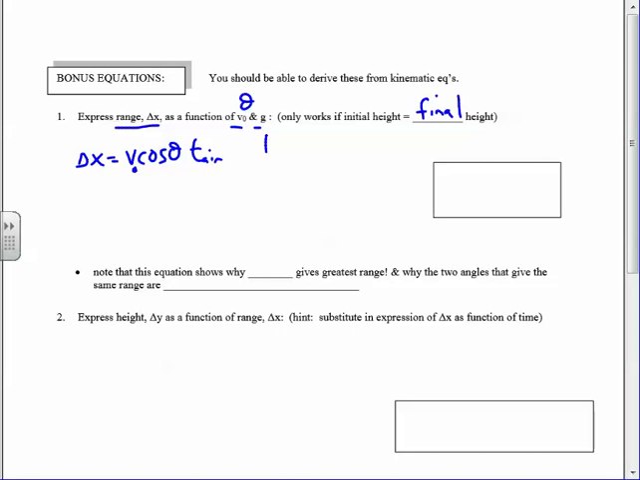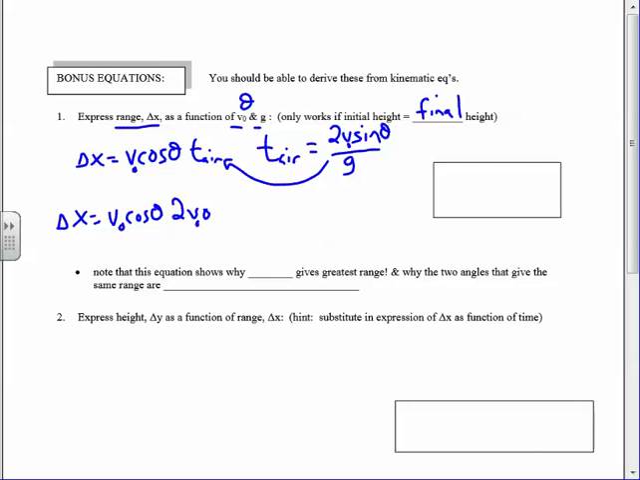Well, if we go back to the previous problem without reinventing the wheel, we see that time in the air is twice our vertical velocity, which is V sine theta, all over g. So if we substitute that in here, we've got delta x equals V naught cos theta times 2 V naught sine theta all over g. In essence we're done, but we have cosine theta and sine theta, so we don't want theta in two different operations. So let's try to simplify.